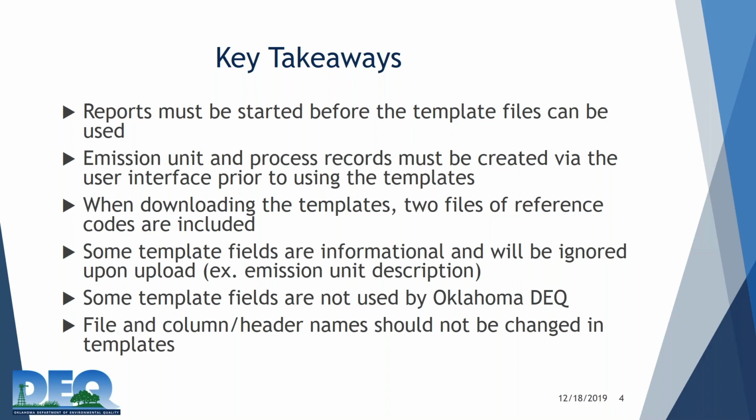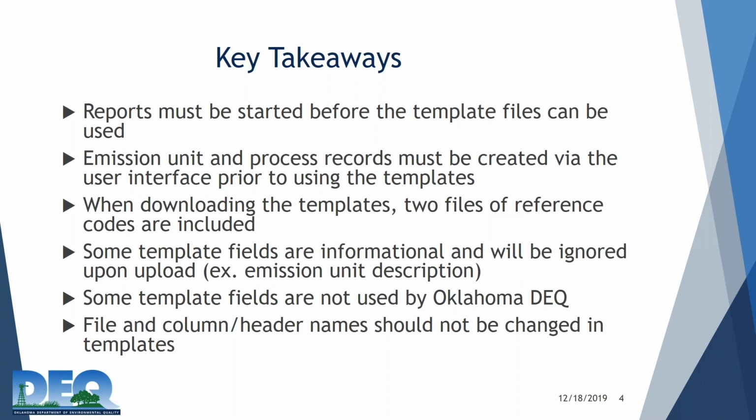If you already have existing emission unit and process records, then you can right away use the template for that. When downloading the templates, 2 files of reference codes are included, as Josh demonstrated. So the codes that you'll need to fill out those templates come with the template download. Some template fields are informational and will be ignored upon upload, like the emission unit description. I think Josh pointed out several of those during his demonstration. Some template fields are not used by Oklahoma DEQ, as we showed, like the ozone season days, and all of that can be found in the SLEIS file specifications document.